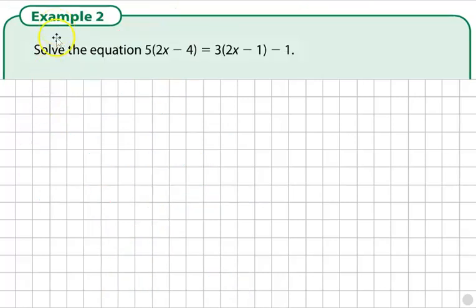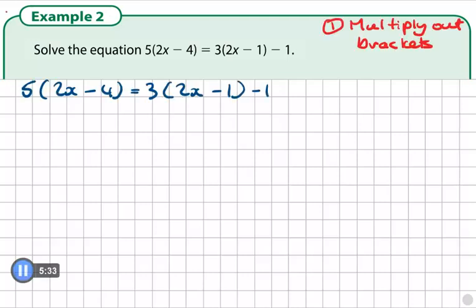Example 2, solve the equation 5 multiplied by 2x minus 4 is equal to 3 multiplied by 2x minus 1, minus 1. So solve means find x, get x on its own. So we're going to start off by multiplying out the brackets, and then the steps are very similar to the previous example. So step 1, multiply out the brackets.